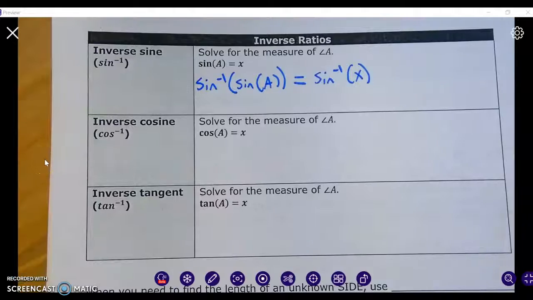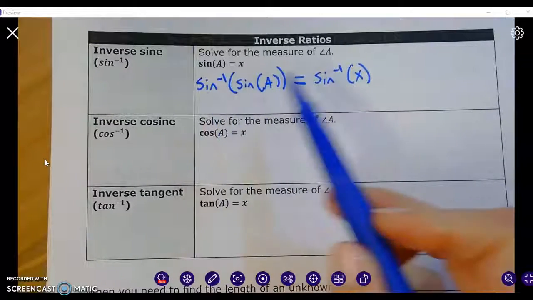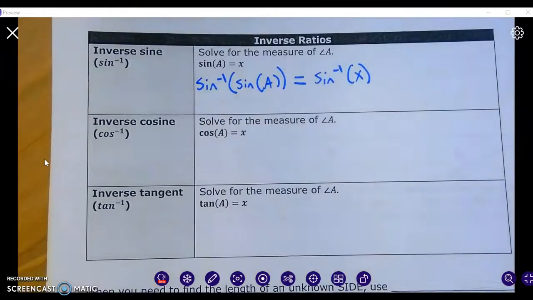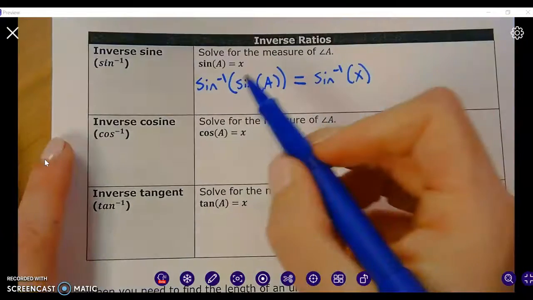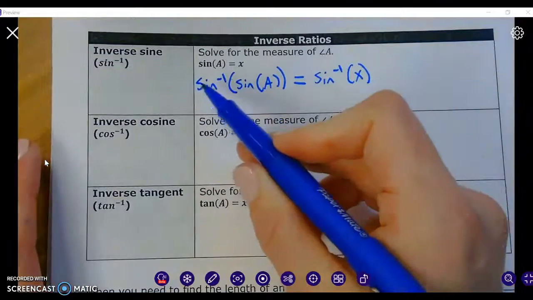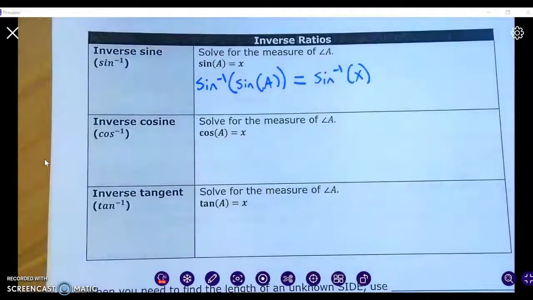Okay, so when we take the inverse of both sides, the purpose of doing that is to solve for an unknown angle. So what happens then is these two signs on the left are opposites. And what usually happens when we have opposites in math? Any thoughts?